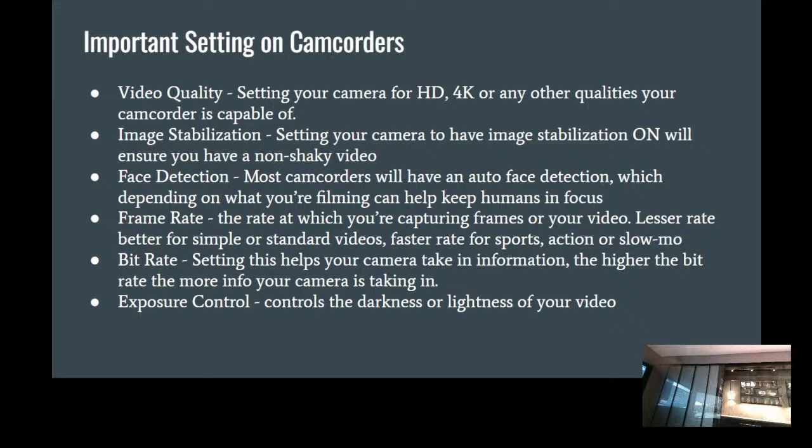So, important settings. Video quality: setting your camera for HD, 4K, or any other quality your camcorder is capable of. Image stabilization: setting your camera to have image stabilization on will ensure you have non-shaky video. Face detection: most camcorders will have an auto face detection, which depending on what you're filming can help keep humans or animals in focus. Frame rate: the rate at which you're capturing frames for your video.